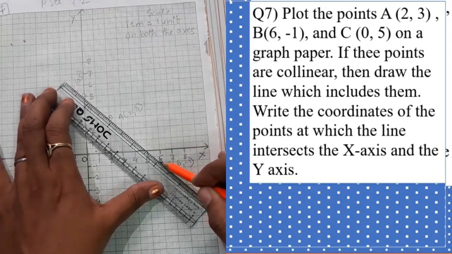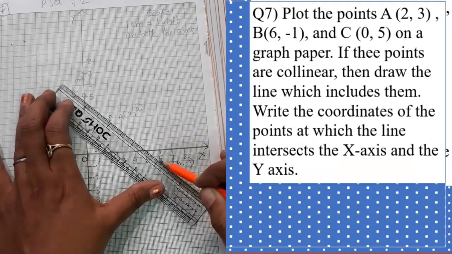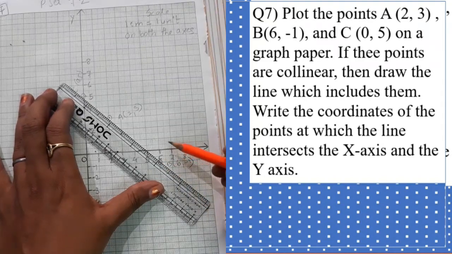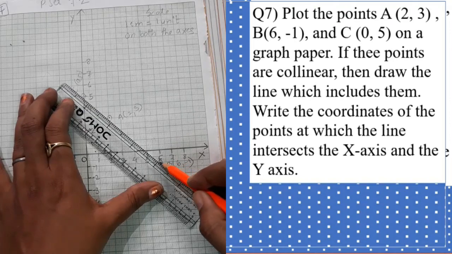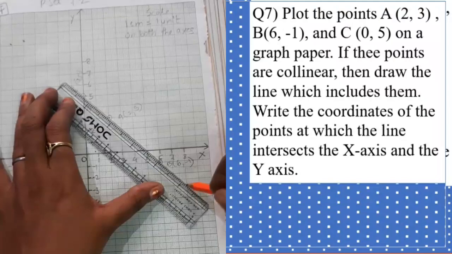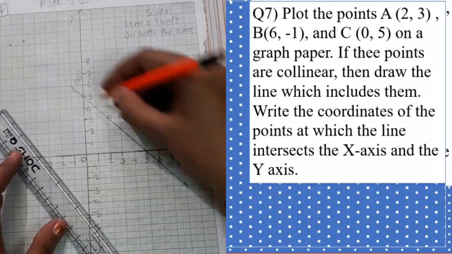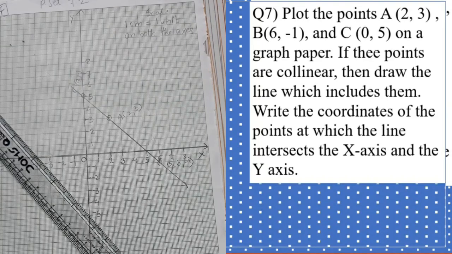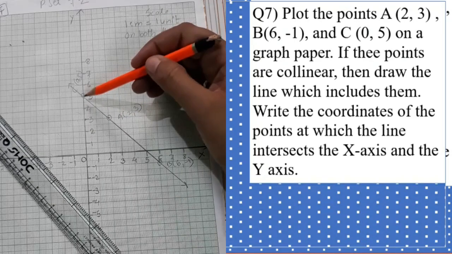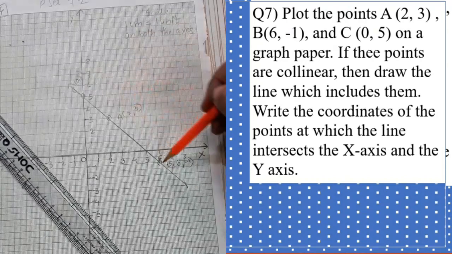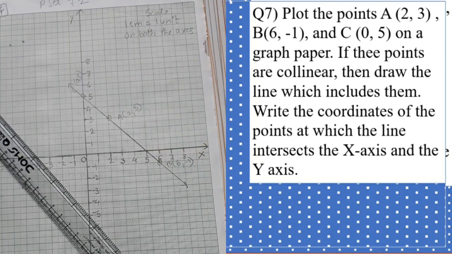So they are coming collinear. Then we have to write the intersection of the x-axis and y-axis. Yes, these 3 points are collinear. Yes. Draw the line. So here, students, we have drawn the line passing through the points C, A and B. And these 3 points are collinear.